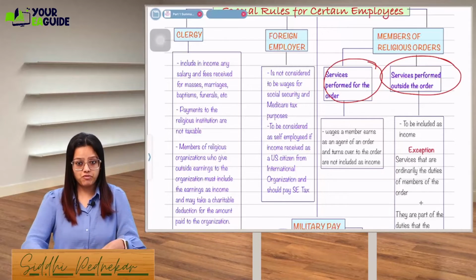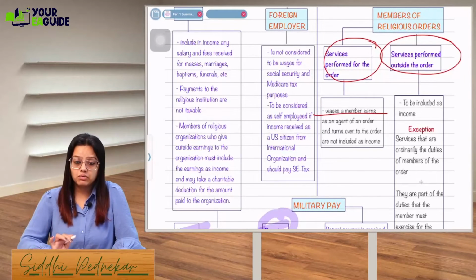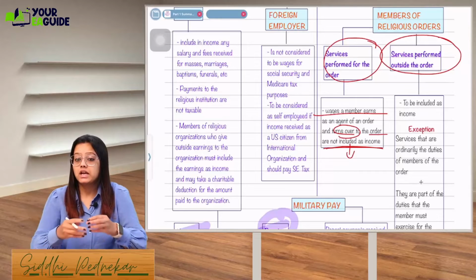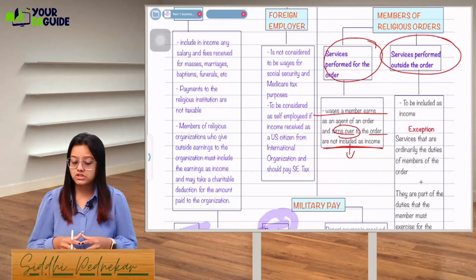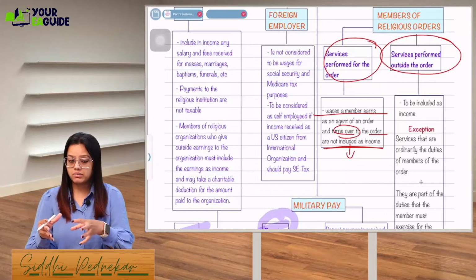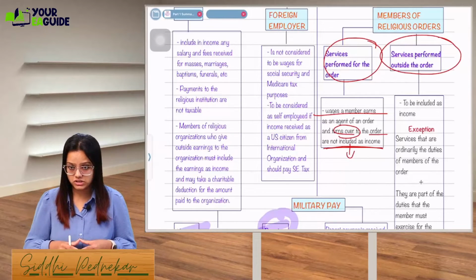If the services are performed for the order, then the wages a member earns as an agent for an order, and turns over to the order, are not included in the income. Means if you are performing the services based on the order of the church, and whatever income you earn, the whole income is given back to the church, it will not be included in the wages, okay.